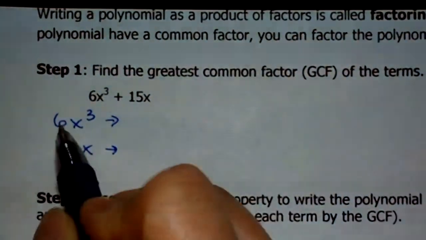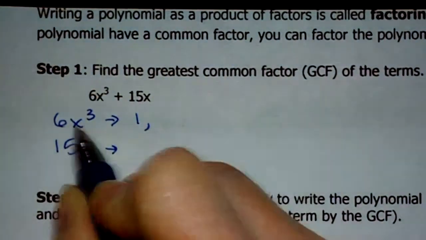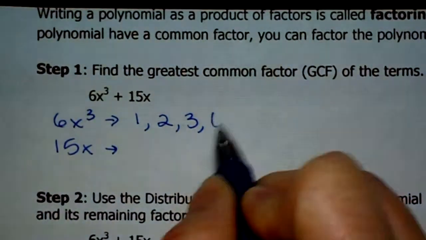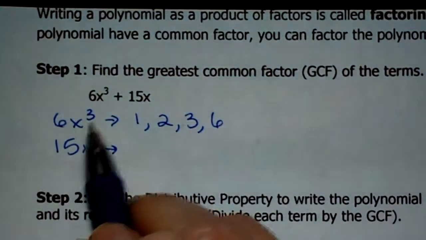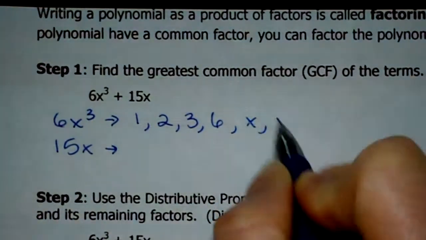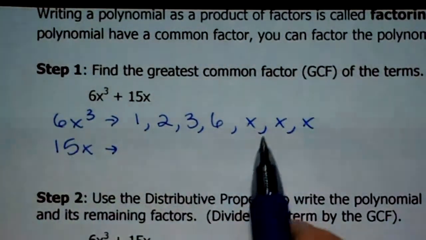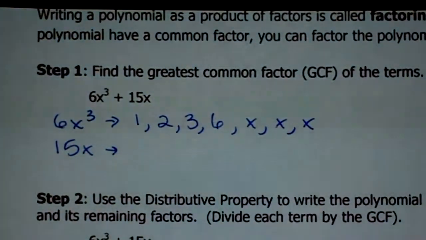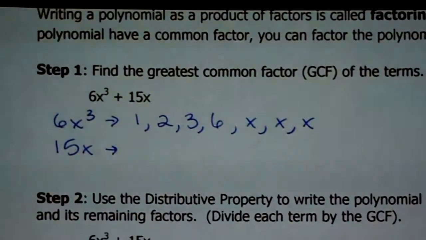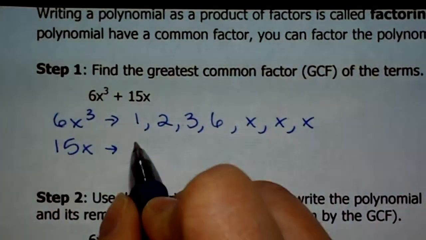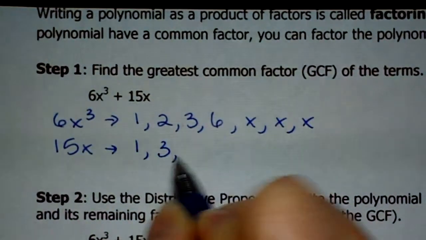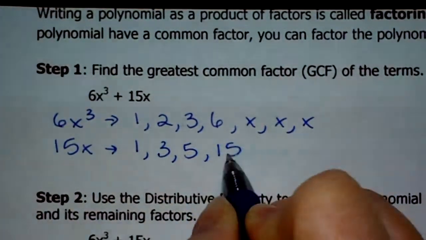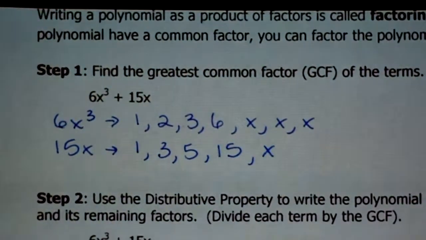So factors of 6: 1 goes into 6, 2 goes into 6, 3 goes into 6, 4 does not, 5 does not, and 6 goes into 6. And when you have x cubed, that means that you have 3 x's. So the factors of x cubed are x, x, x. That's a little different than you've seen before. Okay, now we have 15x. The factors of just the 15: 1 goes into 15, 2 does not, 3 does, 4 does not, 5 does, 6, 7, 8, 9, 10, 11, 12, 13, 14, and 15. And the factors of x are x.